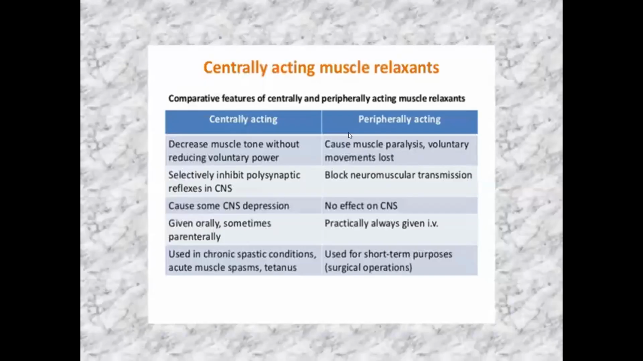So centrally acting muscle relaxant. Here you can see the main difference between centrally acting muscle relaxant and peripherally acting muscle relaxant. The main difference is this: centrally acting muscle relaxant decreases muscle tone, but it will not affect voluntary power, meaning walking movement.